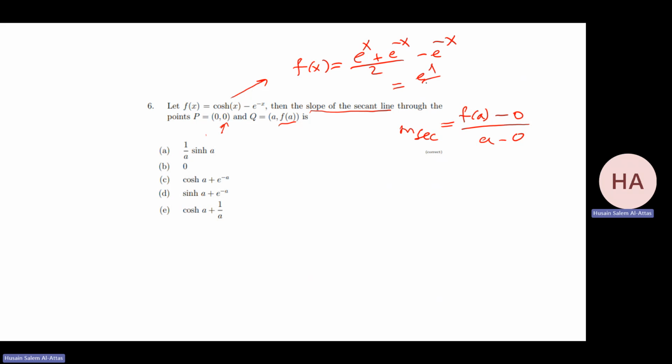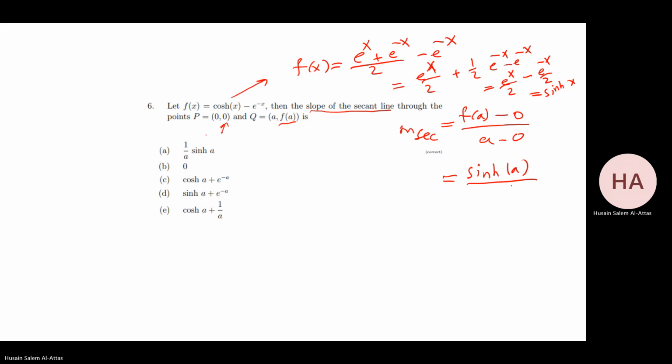e to the power x over 2 plus half e to the power minus x minus e to the power minus x. And that gives me e to the power x minus e to the power minus x, over 2. And that is what? That is sine hyperbolic x. So f of x is sine hyperbolic x. So f of a will be sine hyperbolic a, over a. That will be the answer.